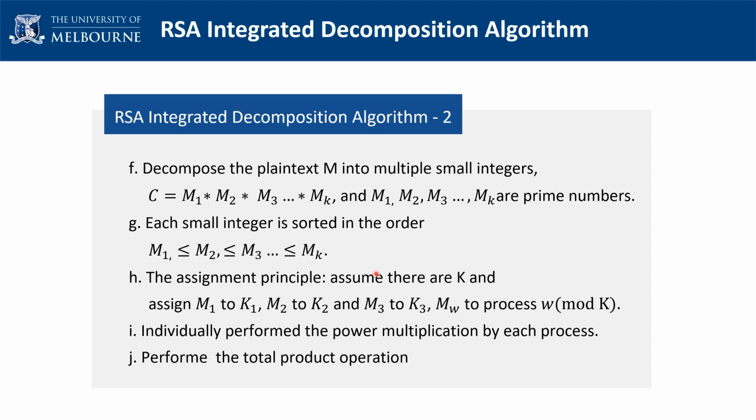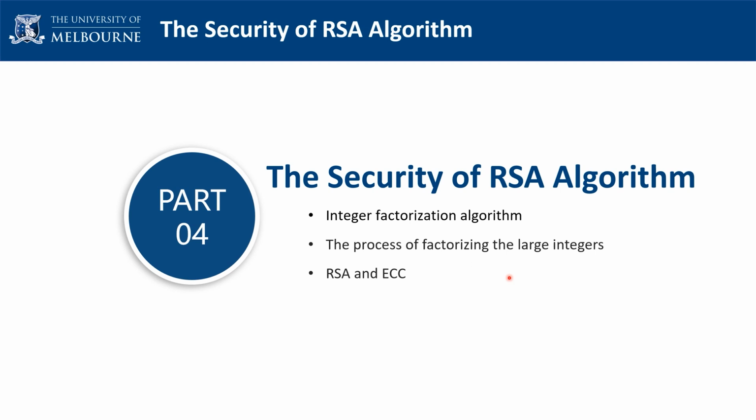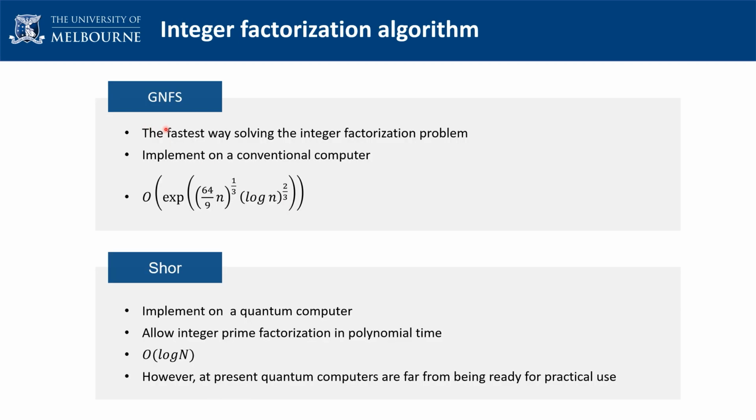Then let's go to the next part, the security of RSA algorithm. In this part, we will first introduce two integer factorization algorithms, GNFS and Shor algorithm. The large integer factorization is usually recognized as a computationally hard problem. The fastest way known is GNFS. This algorithm is implemented on a conventional computer. When it comes to complexity, this method is divided into polynomial selection, number pair screening, matrix solving, and other processes. So its complexity is as follows.